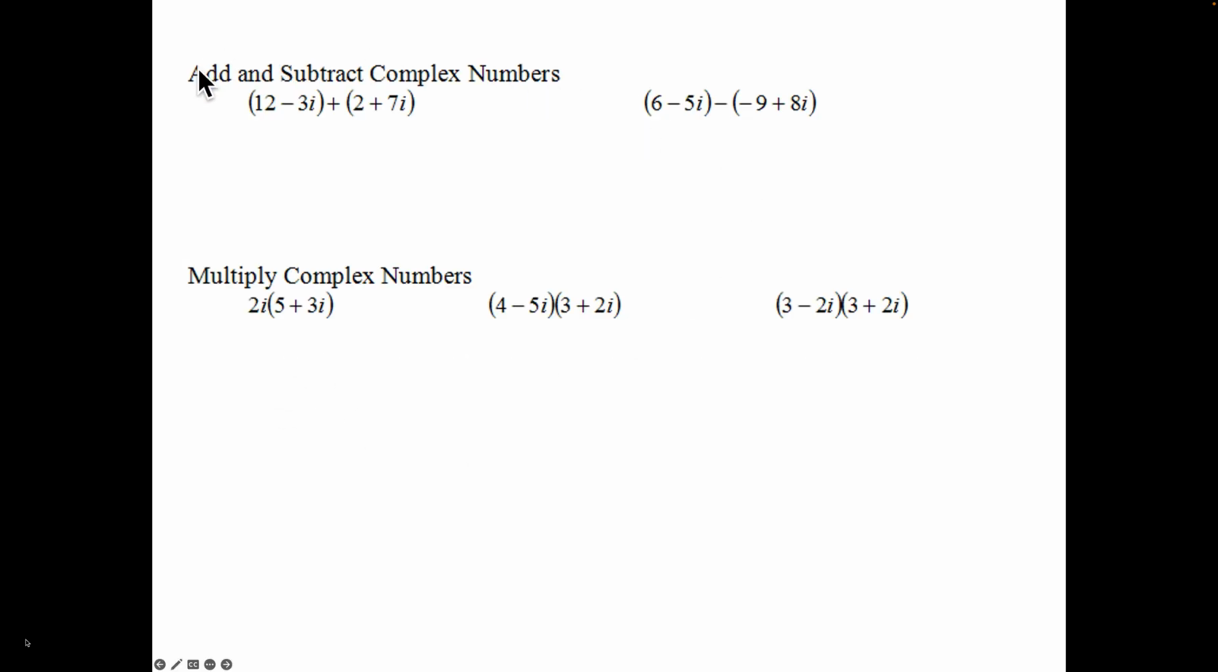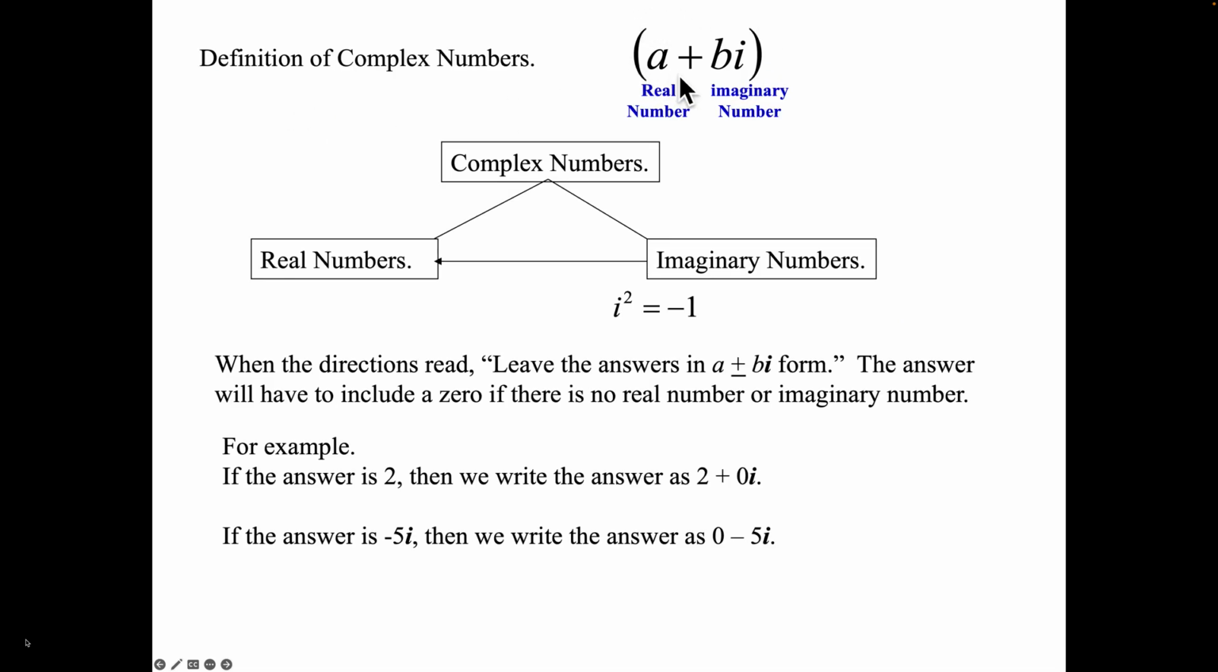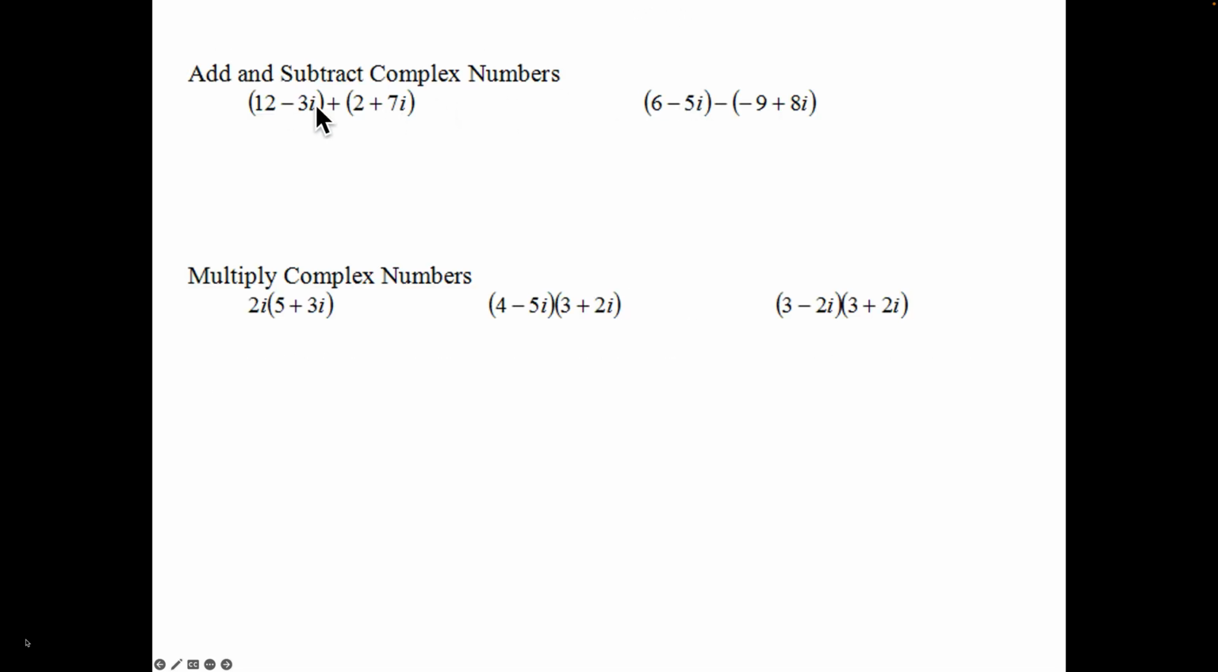Now, we can add and subtract complex numbers. Complex numbers, as you notice, will always traditionally come inside parentheses like a binomial. 12 minus 3i, that's this complex number, plus 2 plus 7i. Well, we're just going to do nothing more than combine like terms. The 12 and the 2 come together. The negative 3i plus the 7i, bring them together. And 12 plus 2 is 14. Negative 3i plus 7i is a positive 4i.